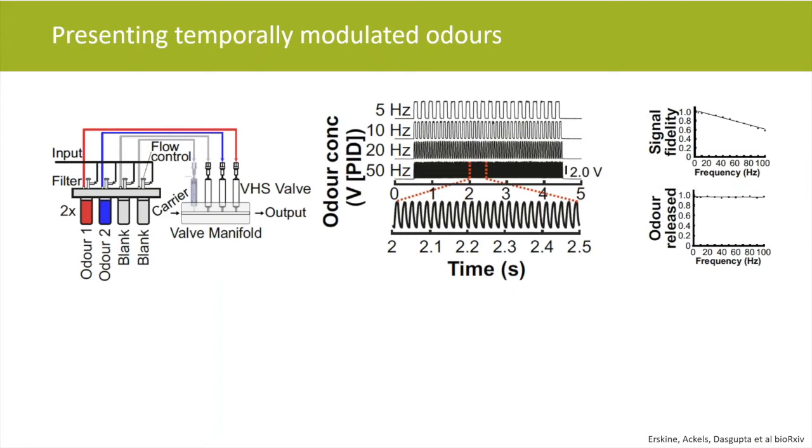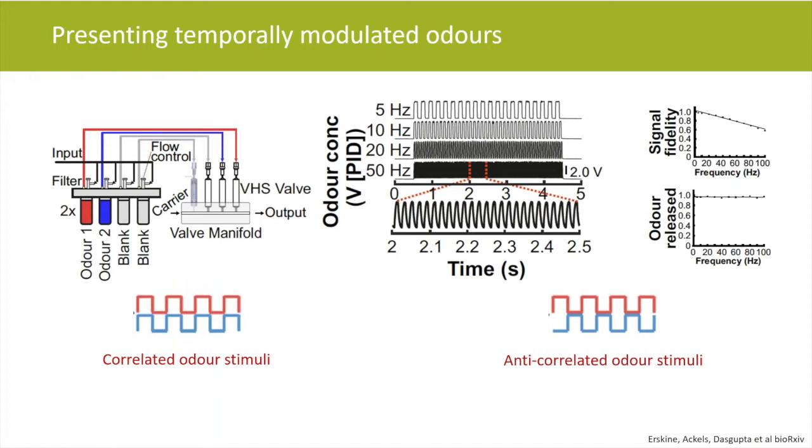Now, having this device built, we created two odor stimuli, a correlated and an anti-correlated odor stimulus, which just differ in the phase of when the two odors appear. So in the correlated case, the two odors appear in phase, while in the anti-correlated case they are out of phase. We also used a different set of valves to control for the flow so that the net amount of odor or air released during the process is constant for the two cases.